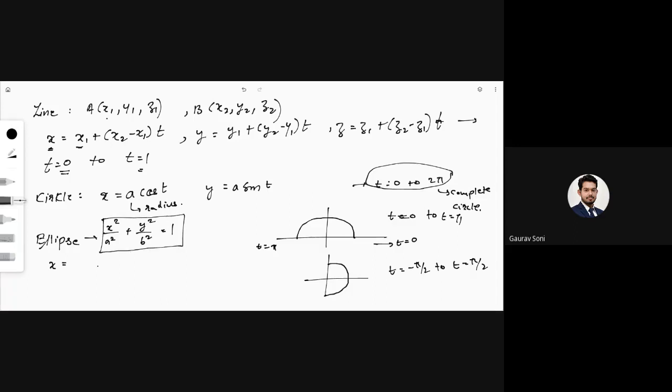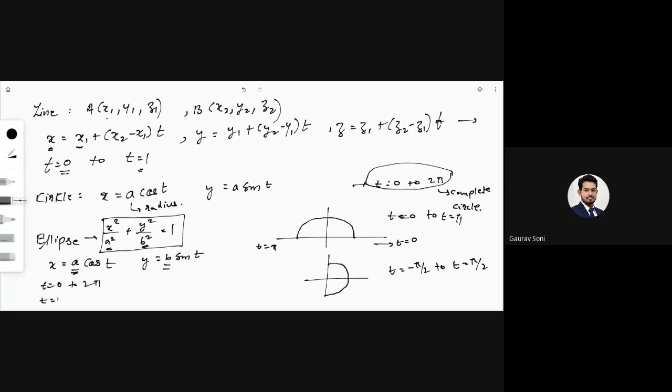Now, the parametric equation of this ellipse is given by x = a cos t, y = b sin t. What is the significance of this a and b? Look, whatever is the denominator of x square has to be here, and the denominator of y square has to be here. Again, the idea is the same. The value of t from 0 to 2 pi will be for the complete ellipse.